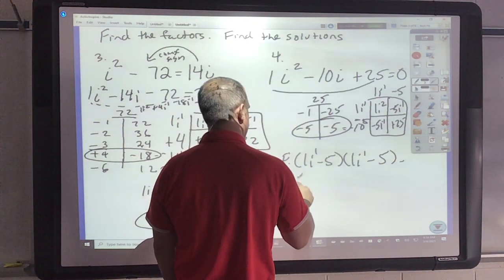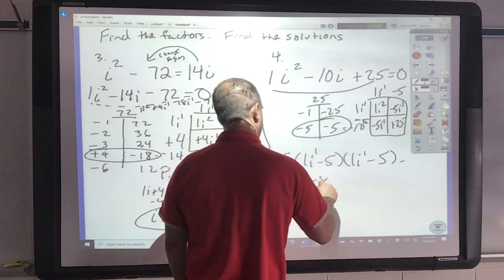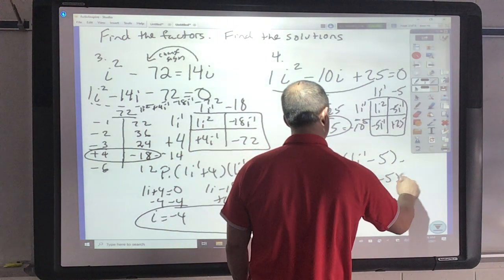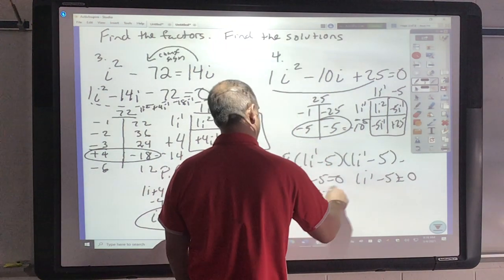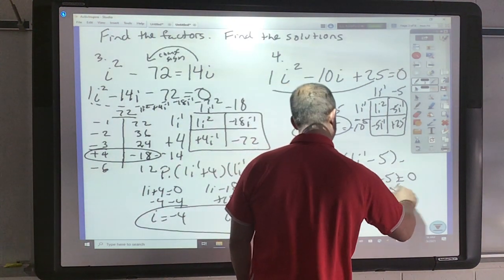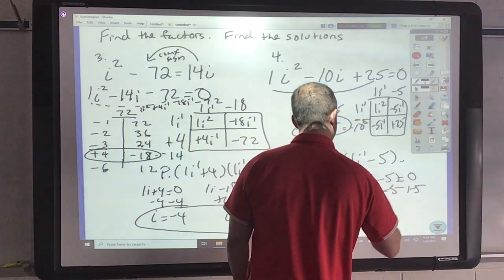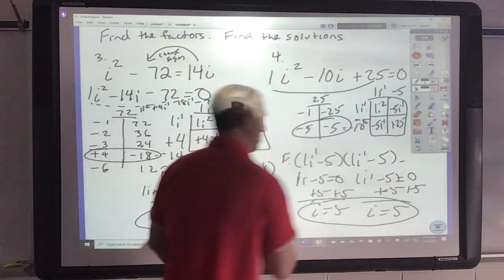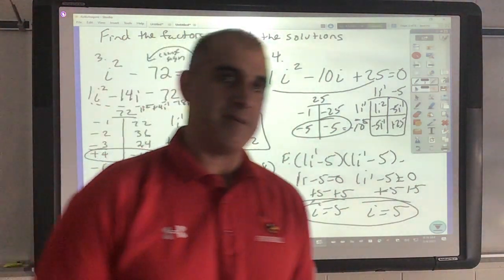Okay, now if you notice here, I set them equal to 0. So I'd add 5. This would be i is 5. Add 5. This is going to be i is 5. Okay, so as you notice, it's a double. We'll talk about that when we get to the graph, what that means.